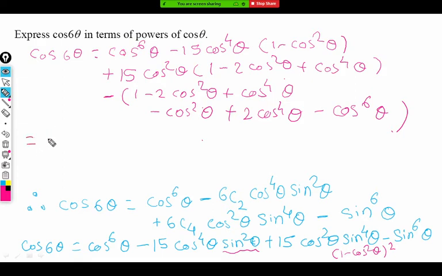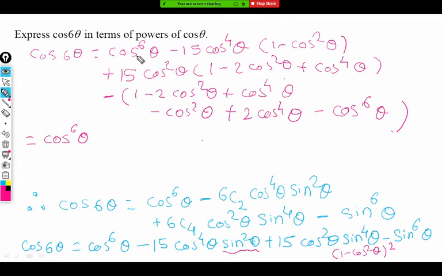Sir, this step I could not get after this minus sign. You take 1 minus cos square theta bracket cube and write it that way, or multiply by 1 minus cos square theta to this bracket, because this is already bracket square, and you get the same. It is just algebra that you learnt in your school days. You have to multiply the brackets.